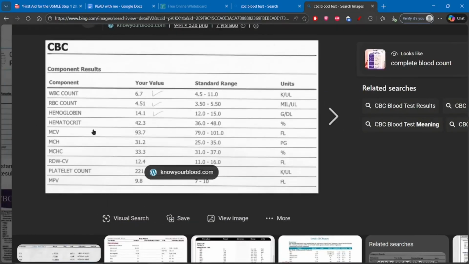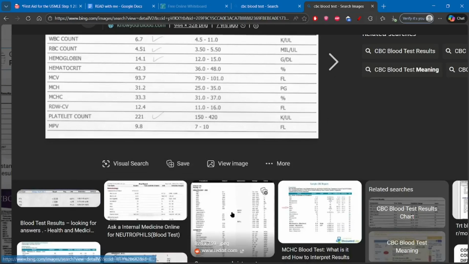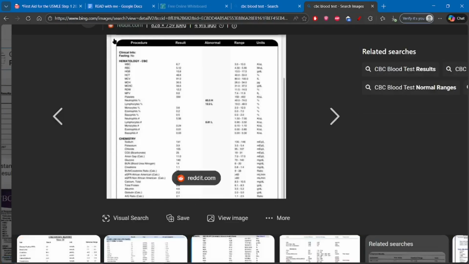So yeah, these are the main components of the CBC. You can see that there is a WBC count, the RBC count, the hemoglobin, which is also an important aspect which I forgot to mention, hematocrit, MCV, MCH, MCHC, and RDW, which is also another important component which I forgot to mention. So this is the complete CBC, this part, not the chemistry part, in which there is also the distribution of the WBCs present in the blood: neutrophils, lymphocytes, monocytes, eosinophils.